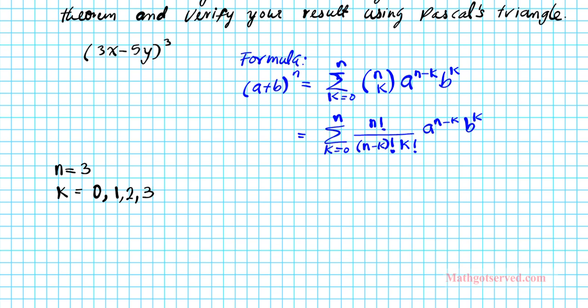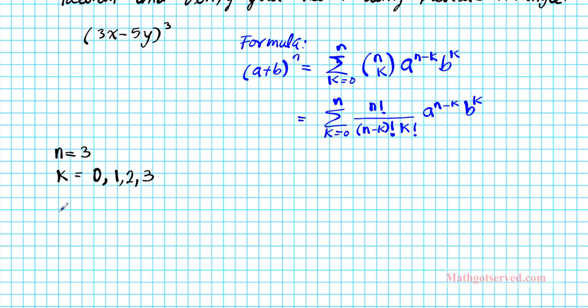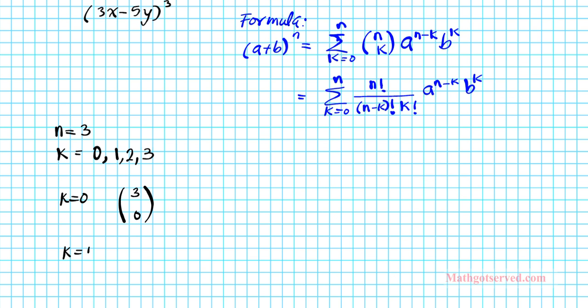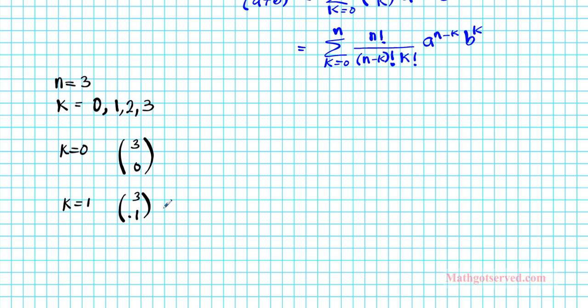Let's start by computing the term where k is equal to 0. We know n is constantly the same, so in that case we're going to have 3 choose 0. That's when k is equal to 0. And then let's go with k equals 1. When k equals 1, we're going to have 3 choose 1, because remember n is always constantly 3. So this will help us find the second term. And then when k is equal to 2, you have 3 choose 2.